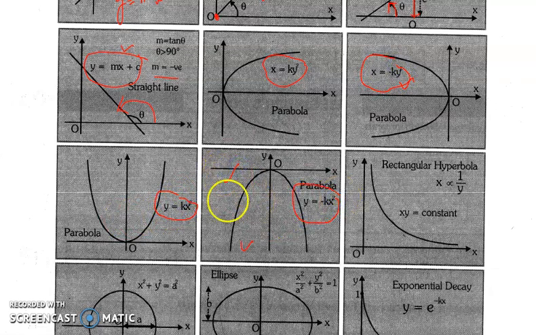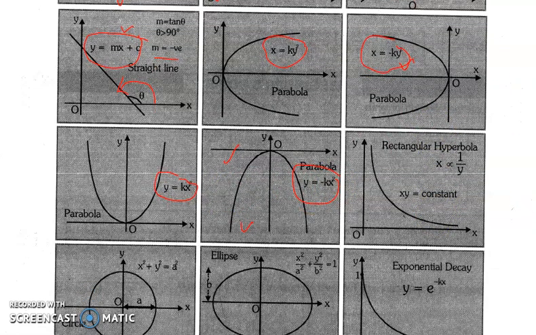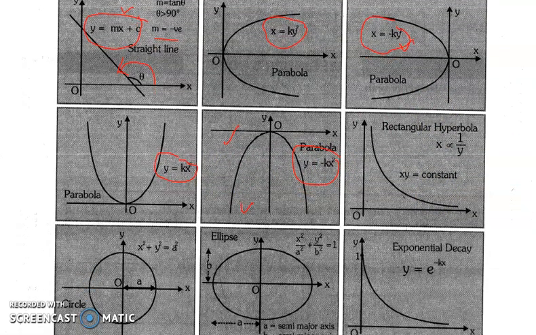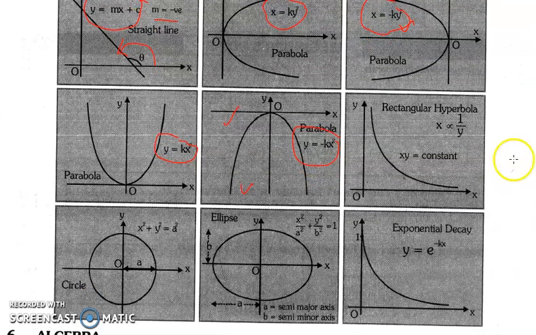Okay, you need not worry about what the value of k or minus k is, since they would be useful for the mathematics students. In physics we won't be needing them, so that is why we won't be learning them in detail. Next is the equation for a rectangular hyperbola. The rectangular hyperbola is the equation where x is inversely proportional to y, or xy is equal to a constant, and the graph looks like this. Okay, so this is the rectangular hyperbola.